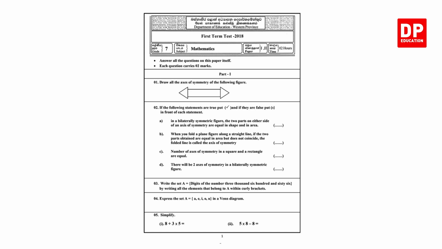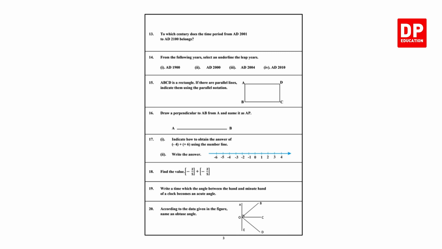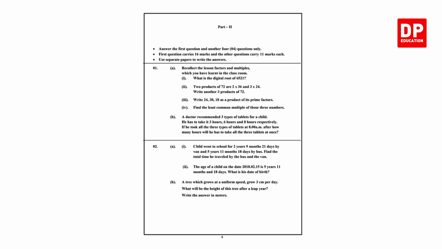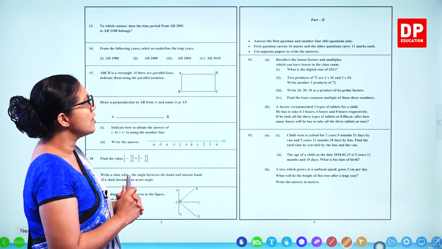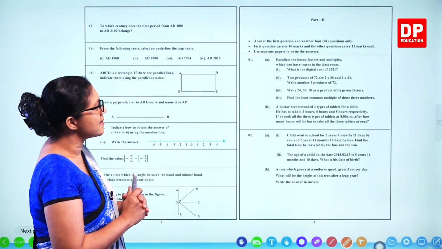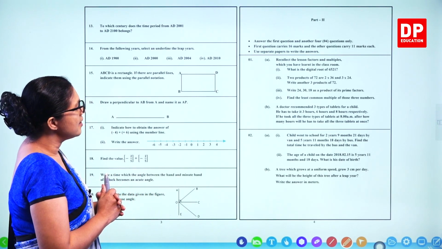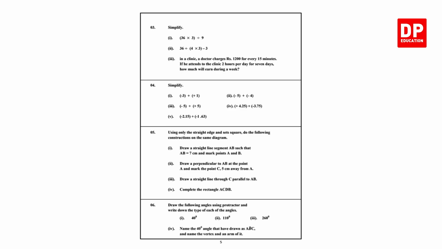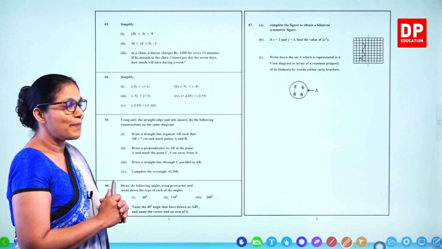So on the first page are questions 1 to 5, then 6 to 12, then you get 13 to 20. Then you get part 2: answer the first question and another 4 questions only. The first question carries 16 marks and the other questions carry 11 marks each. Use separate papers to write the answers. Here you can ask for line papers. You get question numbers 1, 2, then 3, 4, 5, 6 and on the last page question number 7. So let's start to do this paper now.